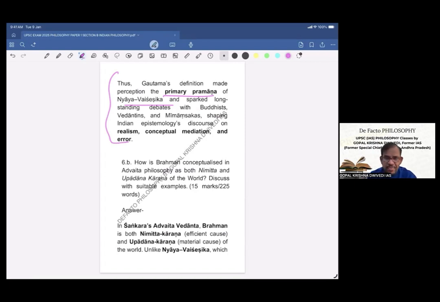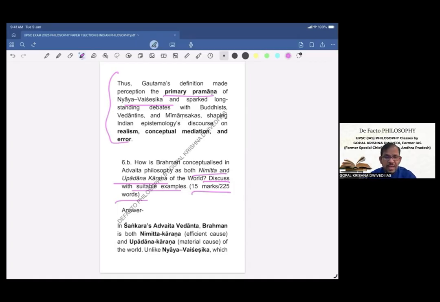Now we'll go to Part B. This is a 15 marks question, 225 words. We will try to give the answer. How is Brahma conceptualized in Advaita philosophy as both Nimitta and Upadana Karana of the world? Discuss with suitable examples. Again, this is a very direct kind of question from Advaita Vedanta. So we'll go to the answer directly.